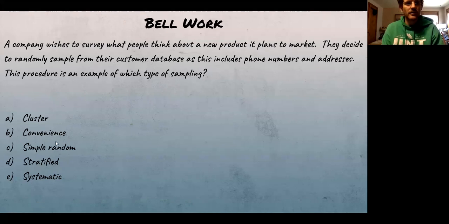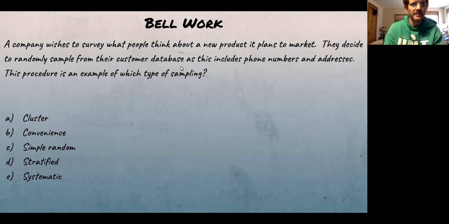And a few of you got that, right? So it's convenience because the population of interest is all consumers, not just their current customers. So they're going to market this to everyone. And if that's the case, you need to sample from everyone. And they did it the lazy way. They just went to their customer database. If they had randomly selected from the population, yeah, it could have been potentially a simple random sample. But there we go, convenience sample for this one.